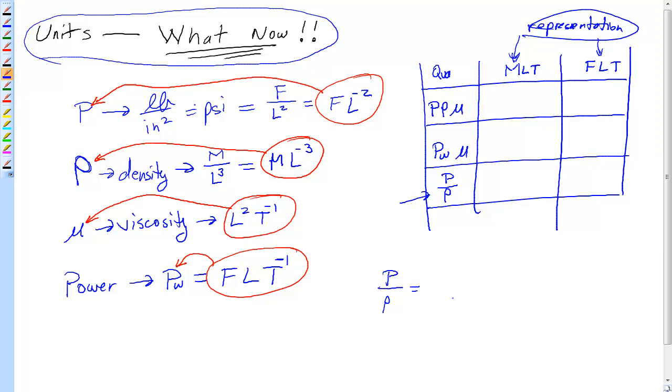And our pressure would be F L to the minus 2 over, here's our density, M L to the minus 3, which is nothing more than F, M to the minus 1, and then L. Since this is a minus 2, and if this moves to the top, it'll be plus 2, then plus 3, then we ended up with just that. The problem is this is a representation that falls neither under MLT nor FLT. So, how do we convert?